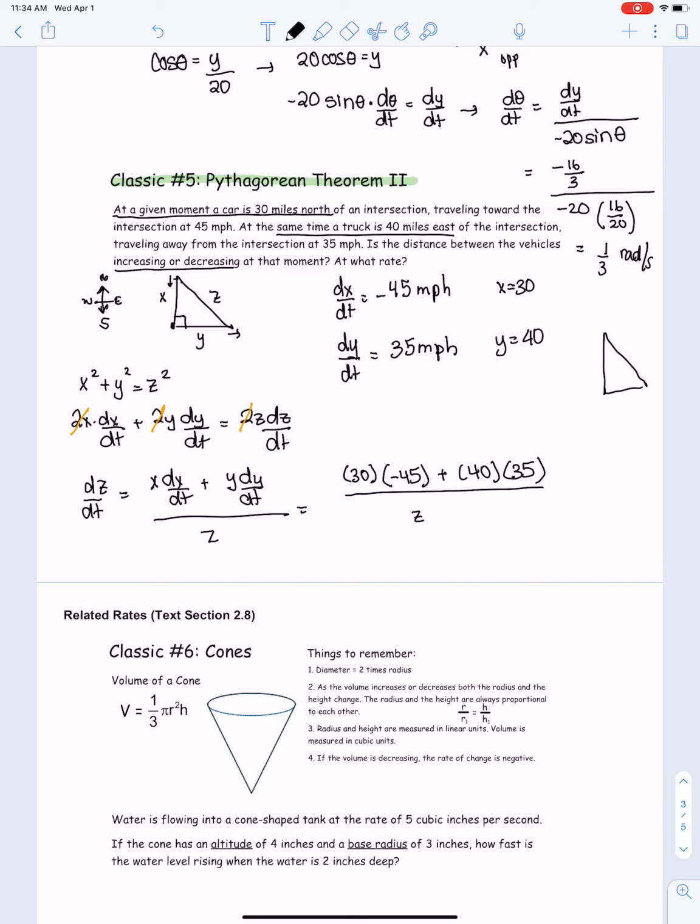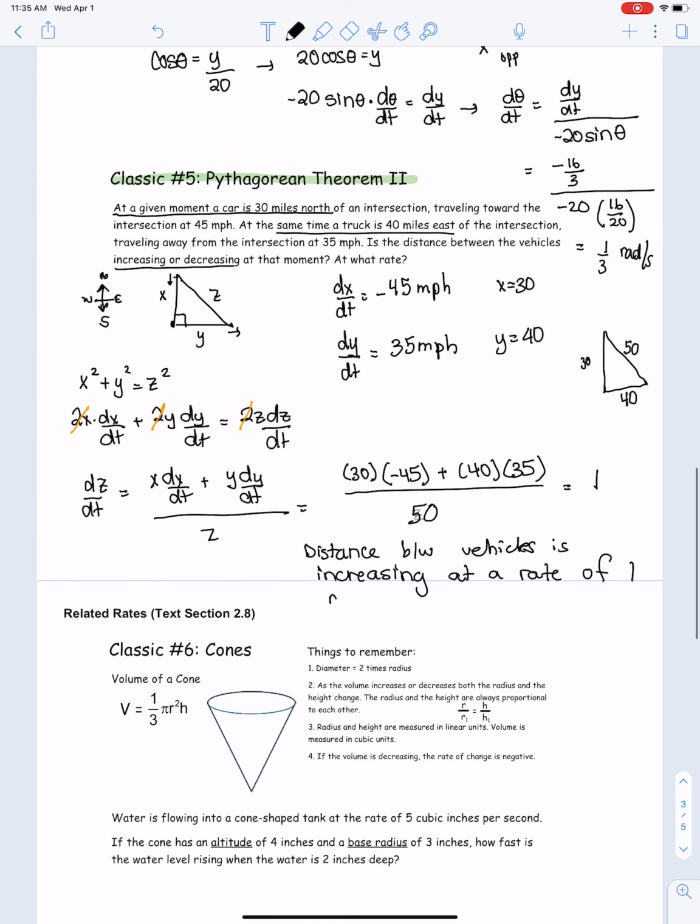So if I draw my diagram out and I use my 30 and my 40, this is kind of like your 3, 4, 5 triangle. So if I were to do Pythagorean theorem, this z would be 50. So I'm going to just go ahead and sub in 50 in for my denominator. And when you actually work this out, it just works out to a 1. So because this answer is 1, the distance between the vehicles is increasing at a rate of 1 mile per hour.